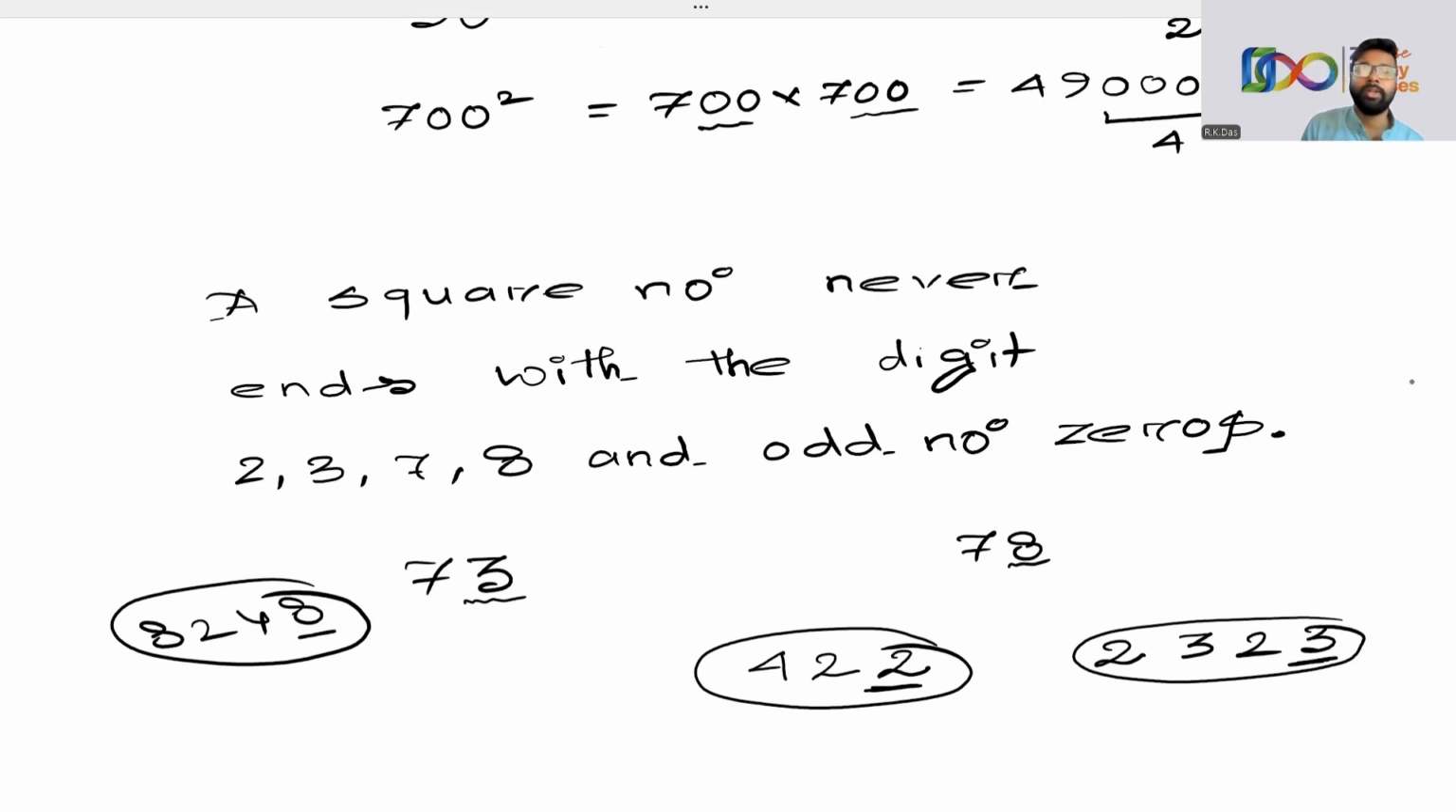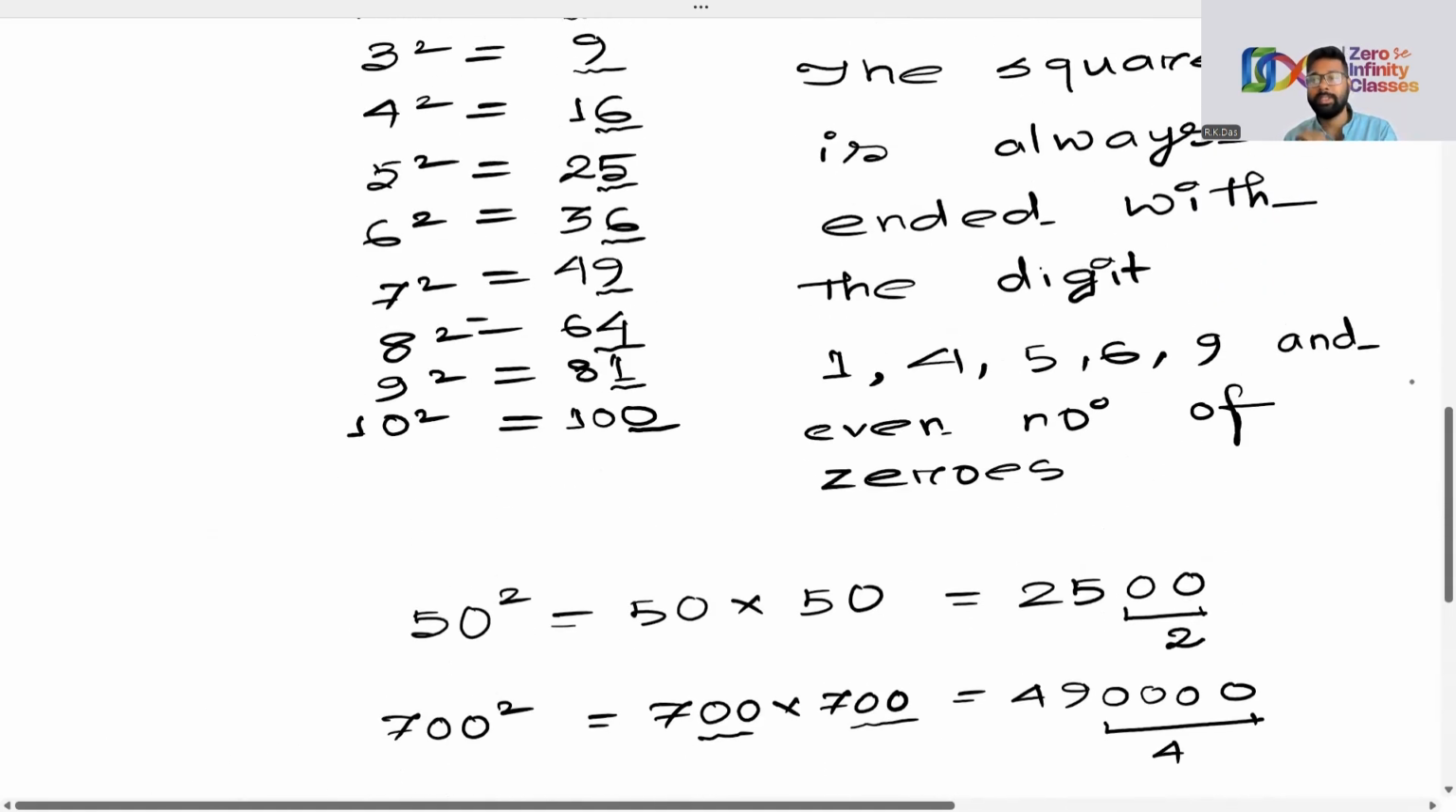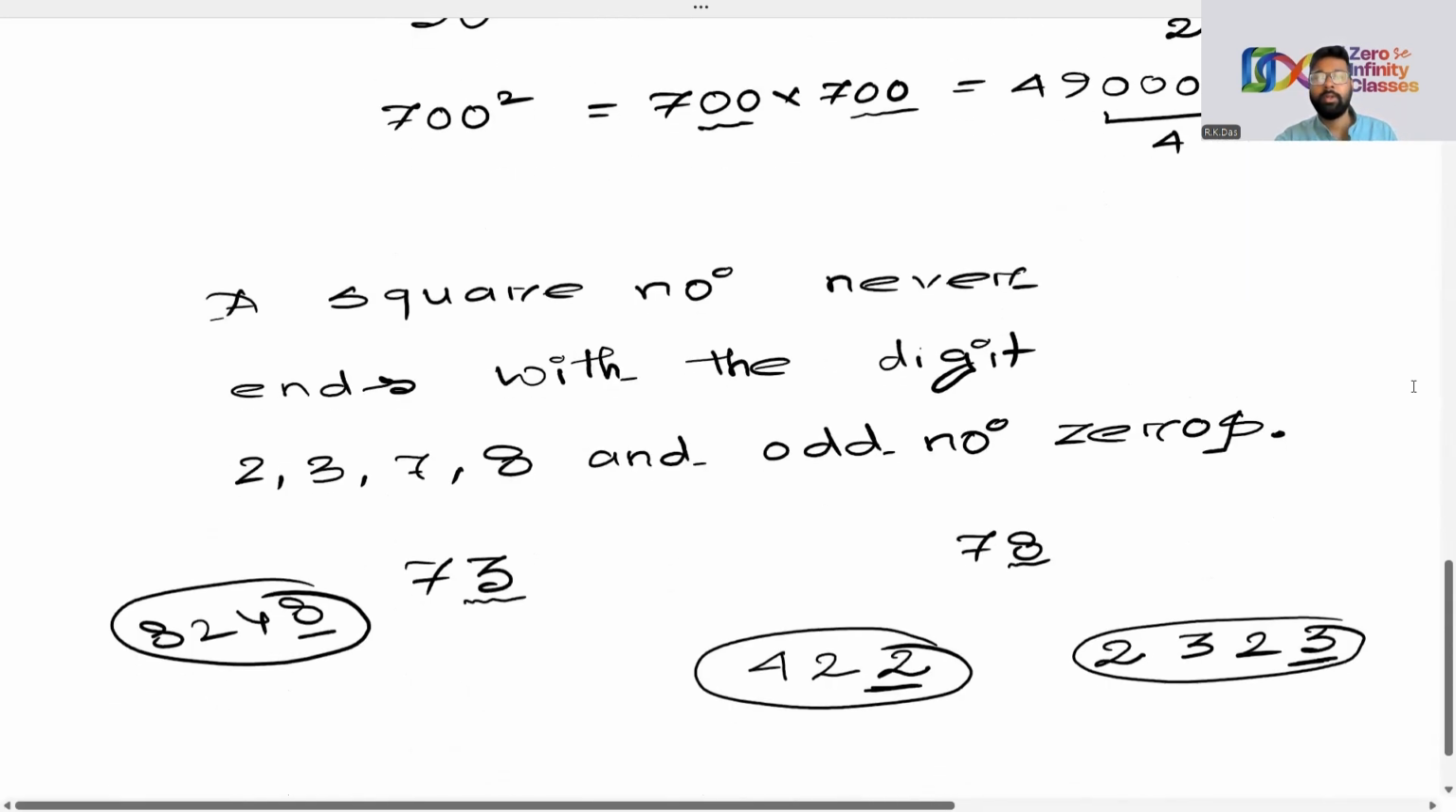Two things. The first thing is that a square number always ends with 1, 4, 5, 6, 9, or an even number of zeros. And if the number has 2, 3, 7, 8, or an odd number of zeros in the unit place, the number is not a perfect square. Okay?